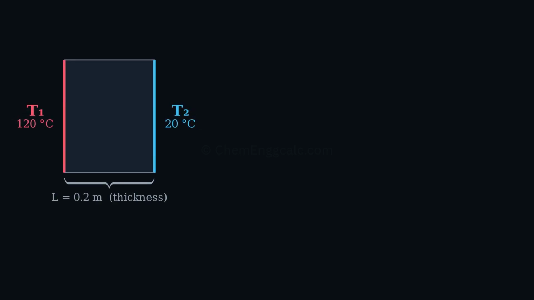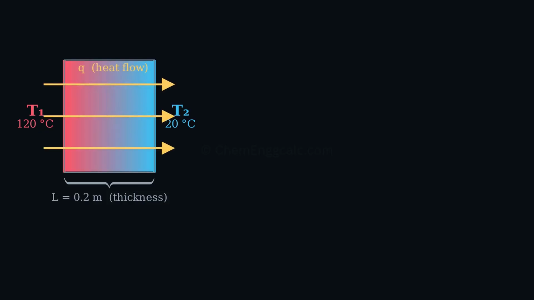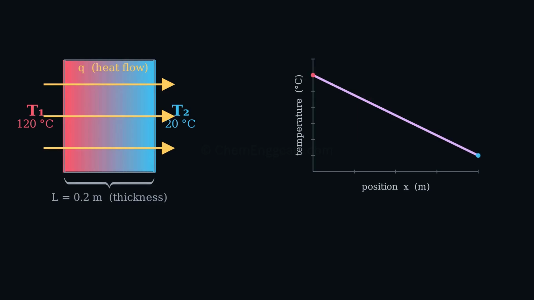Picture a flat wall of thickness L with heat passing straight through it. Hold the left face hot at temperature T1 and the right face cold at the lower temperature T2. Because one side is hotter, energy flows steadily through the wall from hot to cold. Now plot the temperature against position as we move across the wall. At steady state, with constant conductivity, the temperature falls in a straight line from T1 to T2.